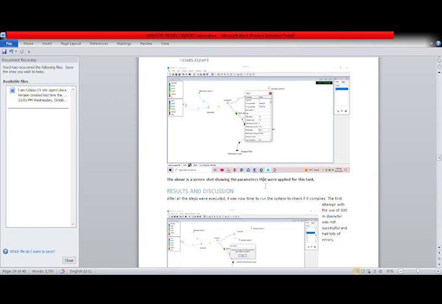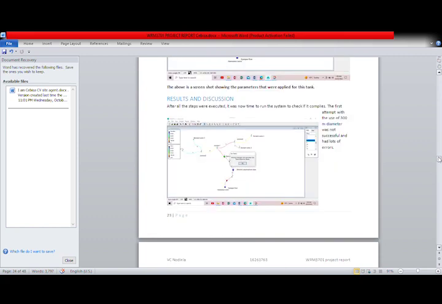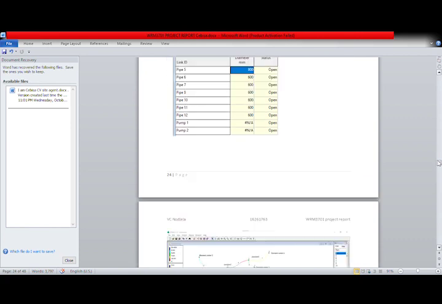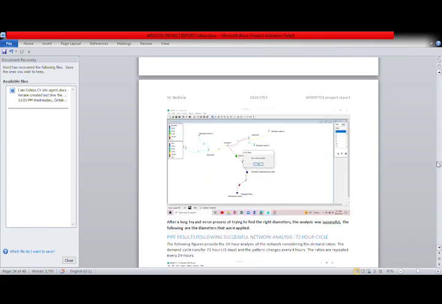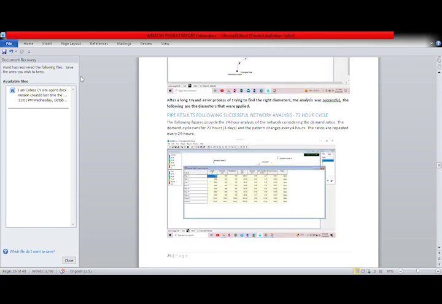You also take this answer into your EPANET, as you can see from the screenshot. Right, after having a successful run, analysis was successful, you go into your pipe results for the following successful network analysis.